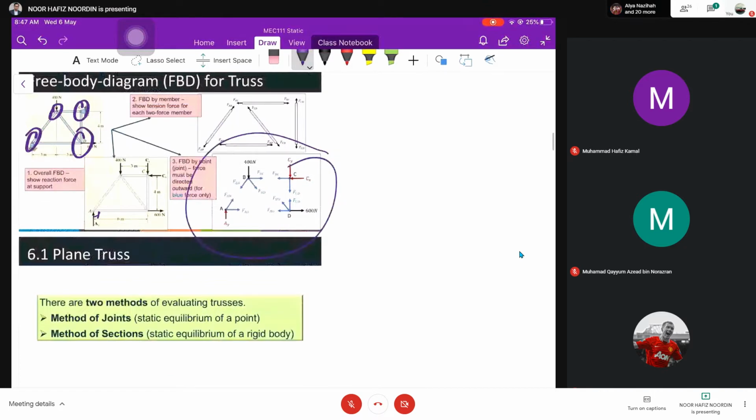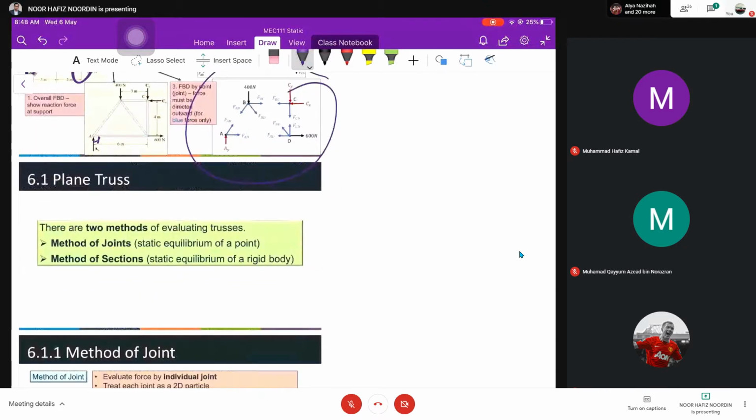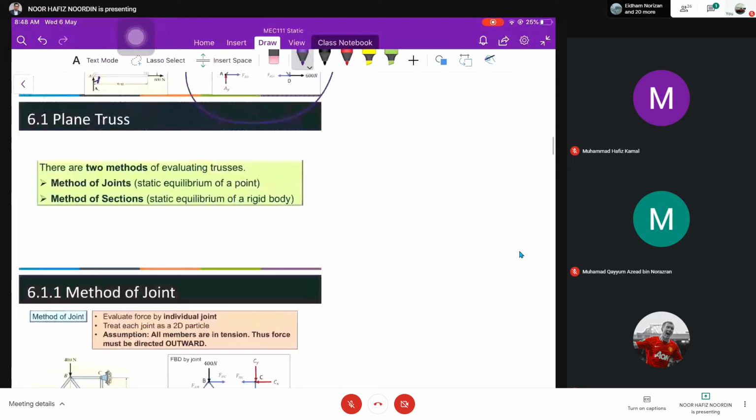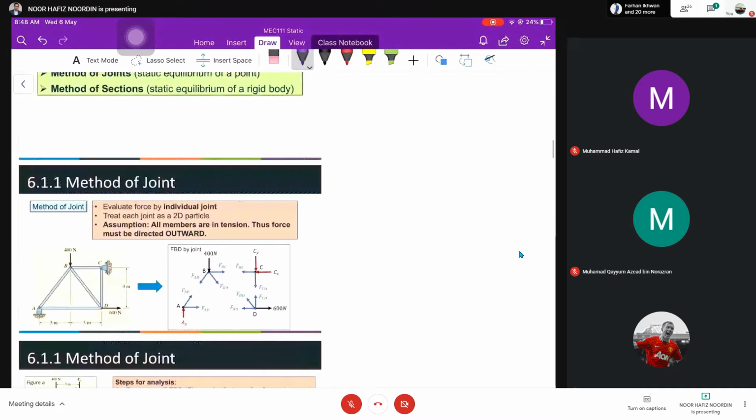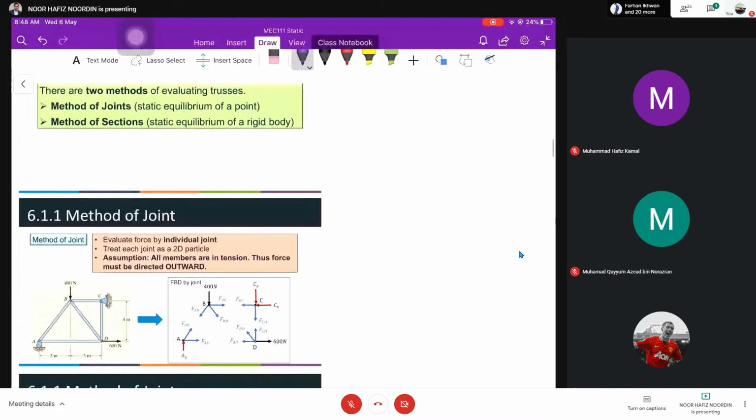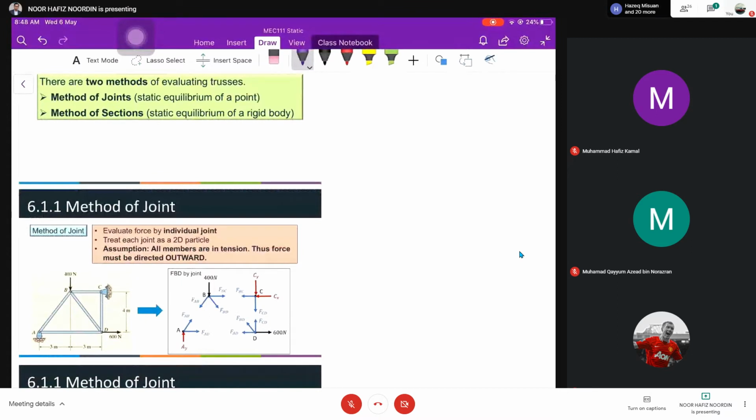There are two methods of evaluating trusses. First, we have method of joints, which is static equilibrium of a point, and then the second one is method of sections, which is also known as static equilibrium of a rigid body. Alright. So first, we look at how to evaluate our trusses using method of joints. Right. So evaluate force by individual joint. Treat each joint as a 2D particle. Assumptions: all members are in tension. Thus force must be directed outward. Alright. Force at the member, you must assume it outward.